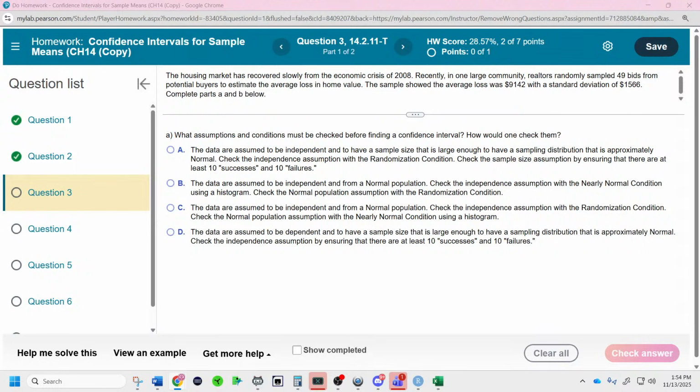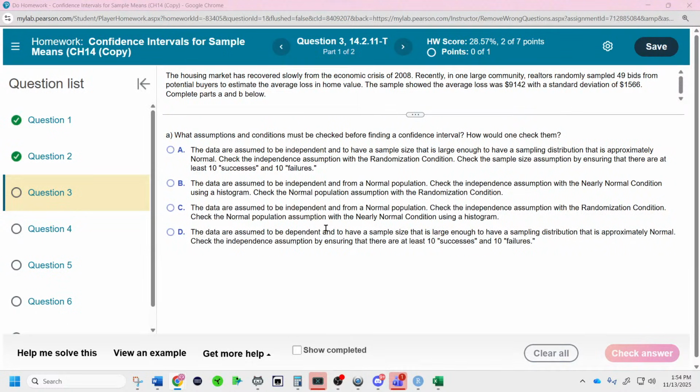Chapter 14, homework, question 3. You can do it too. The housing market has slowly recovered since the 2008 financial crisis. Recently, in one community, many retailers sampled 49, which is the sample size, bids from potential buyers. They showed an average loss of 9,142 with a standard deviation of 1566. Complete parts A and B.